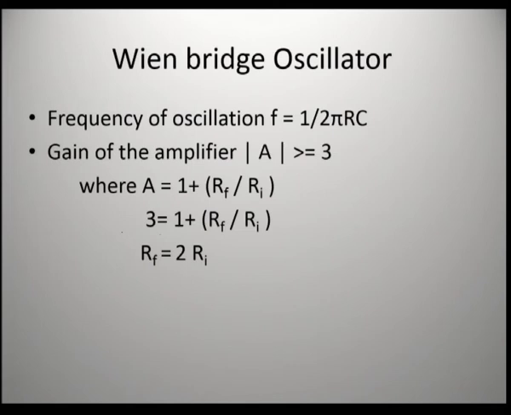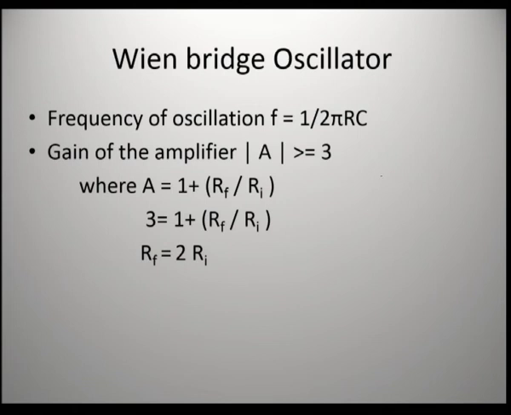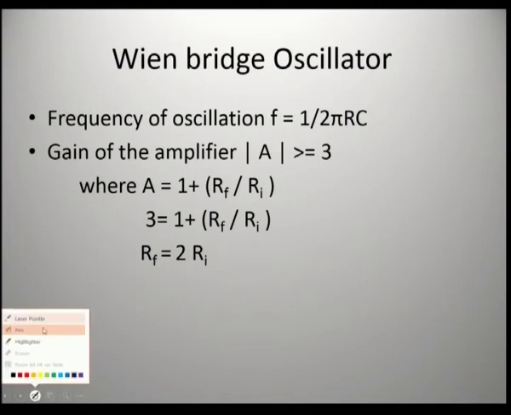This oscillator is also used to produce audio frequency signals. So, these are the 2 points we have derived from the Wien bridge oscillator. What is the frequency of oscillation? It is f is equal to 1 by 2 pi RC, and what is the gain of the amplifier? It is A is equal to 3, and if it is 3, then what is the value of Rf and Ri? It is Rf is equal to 2Ri.